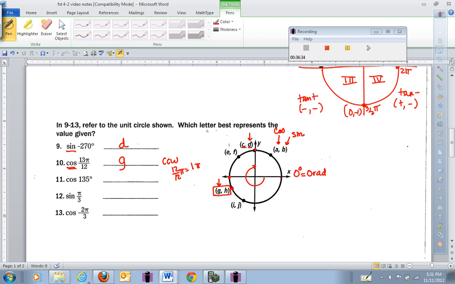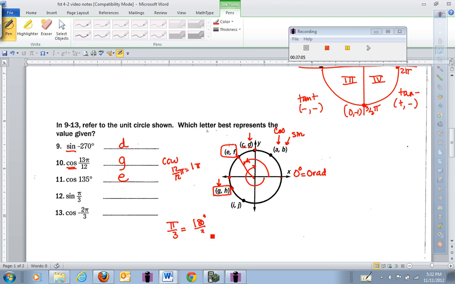Okay, how about the cosine of 135? Start at 0 degrees. I go 135 in the counterclockwise direction. That would put us at this ordered pair E comma F. I want the cosine component, so I'm going to take letter E on it. The sine of pi over 3. Pi over 3, do you know that one by now? Pi over 3 is like 180 degrees over 3.